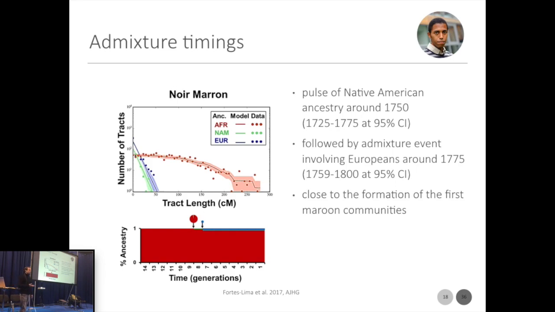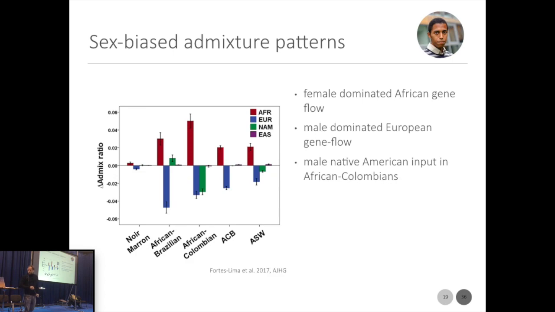Then lastly, another thing that we did was to look at patterns of sex-biased gene flow in these genomes. I already discussed this in the case of the history of Hans Jonathan. He had a European father and an African mother. Here we see this on a population level once again. In every case of African descendant populations in the Americas, we see a dominant African female gene flow and a male-dominated European gene flow, reflecting these patterns of admixture. Interestingly, one result popped up that we're not quite sure how to explain: in African Colombians, there is a stronger male Native American input as well, which is a bit more puzzling to explain.